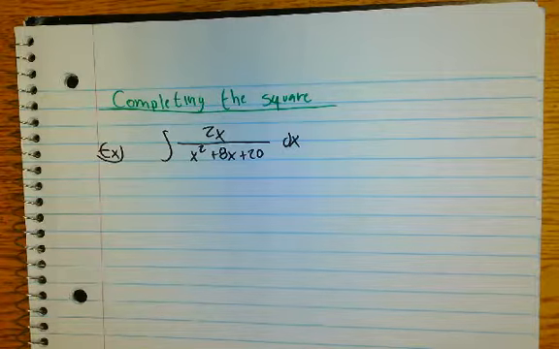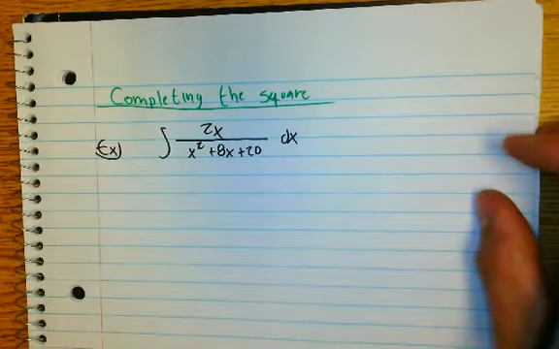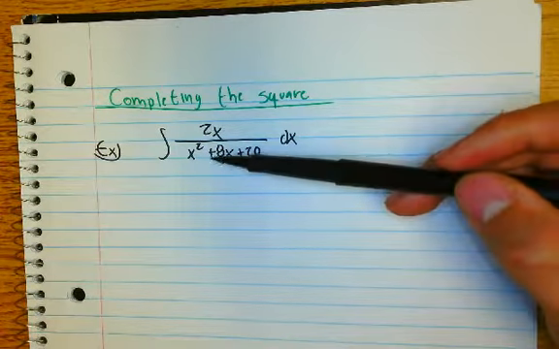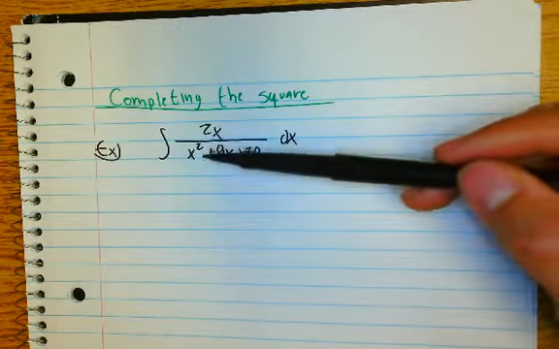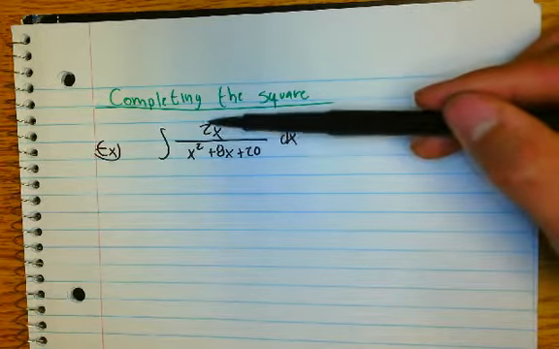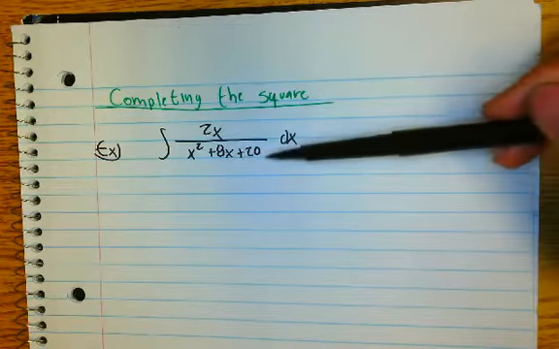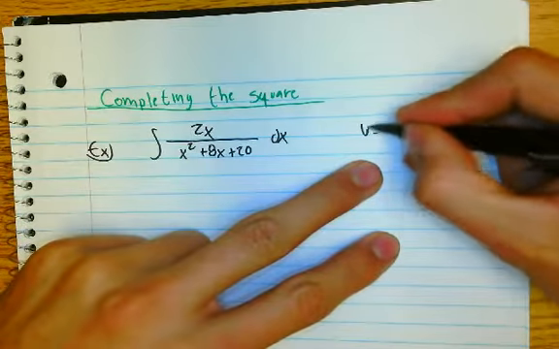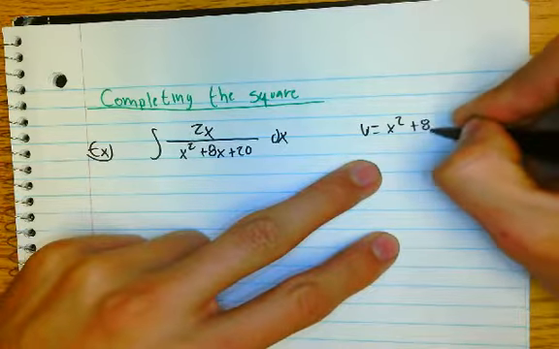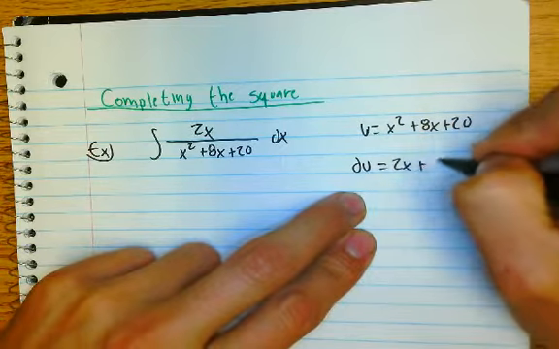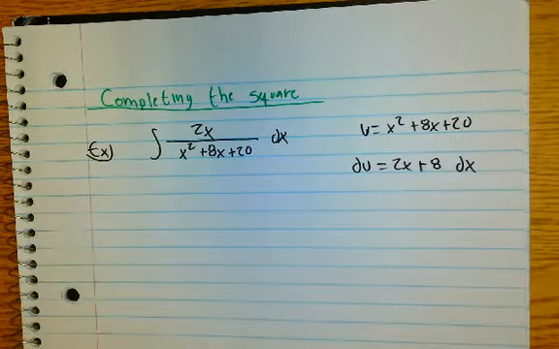Alright, we talked about how, if you notice on this problem, you could make this u, and if you take the derivative of this thing, you will get 2x plus 8. Well, notice how you have the 2x there. If we can manipulate this expression so that we can include the plus 8, then we're going to be able to allow this to be u. So let's go ahead and try that. We're going to let u equal x squared plus 8x plus 20. Therefore, du would be 2x plus 8 dx.